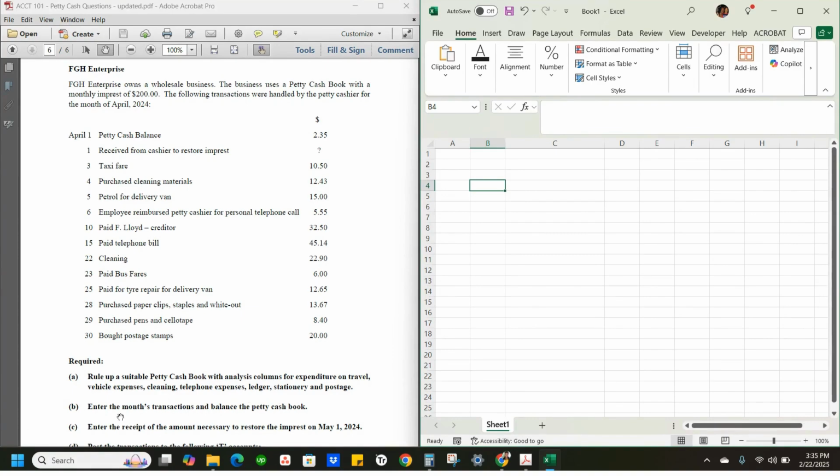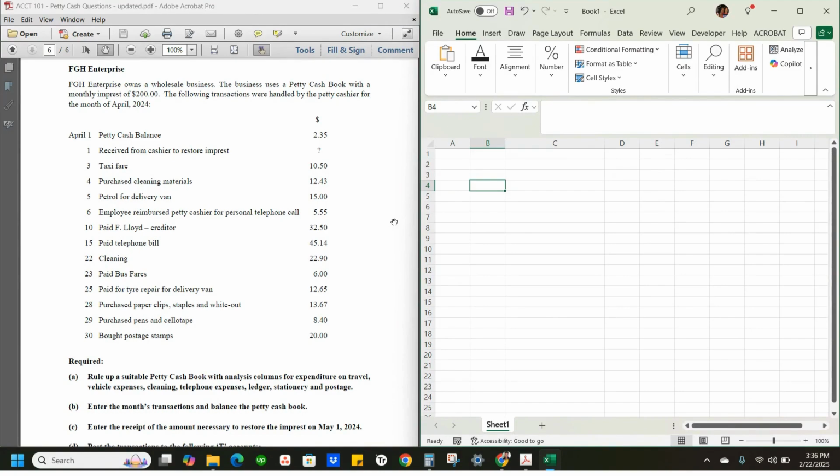Requirement B asks us to enter the month's transactions. So that's pretty straightforward. After we rule up everything, we will then enter the transactions and then complete C finally, which is enter the receipt of the necessary amount to restore the imprest on May 1st, 2024. So that is the date for the beginning of the following month. So we're entering activity for April, then to reimburse our petty cashier with the amount needed to bring it back to $200 on May 1st, 2024. So let's see what that would look like.